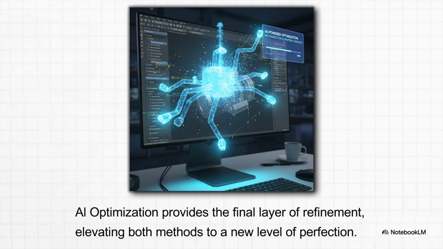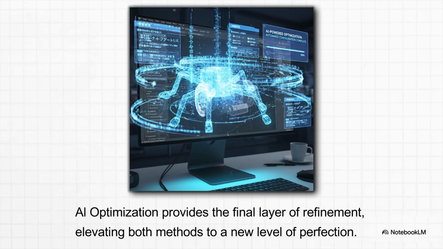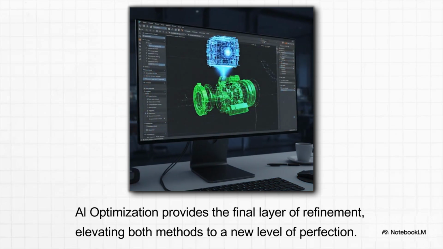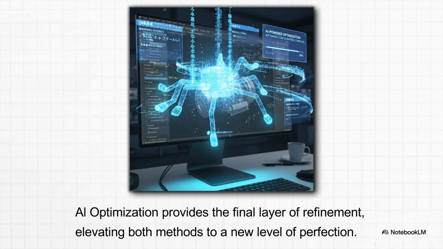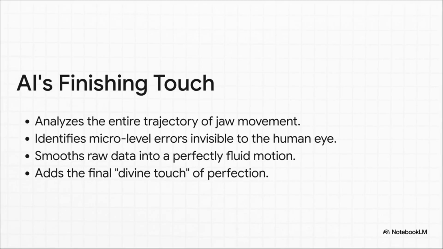And that's where AI steps in to be the hero. The solution is AI optimization. Think of it as the ultimate finishing touch, the final polish that takes both methods to a whole new level of perfection. So what's the AI actually doing? Well, it looks at the entire path of your jaw's movement and hunts down those micro errors that no human could ever spot. Then, it intelligently smooths out all that raw, jittery data, transforming it into a motion that is perfectly fluid and completely natural. It really is like adding a final, almost divine touch of technological perfection.